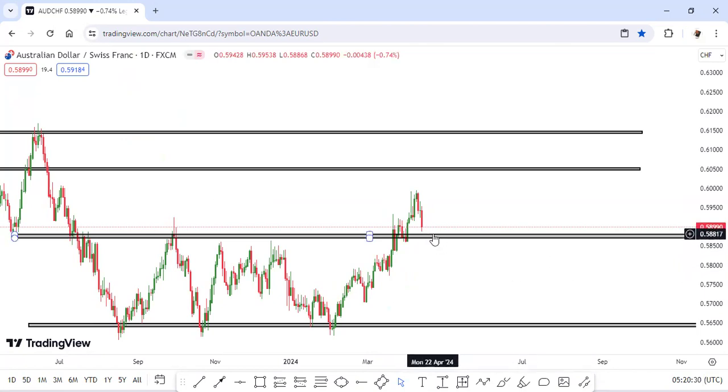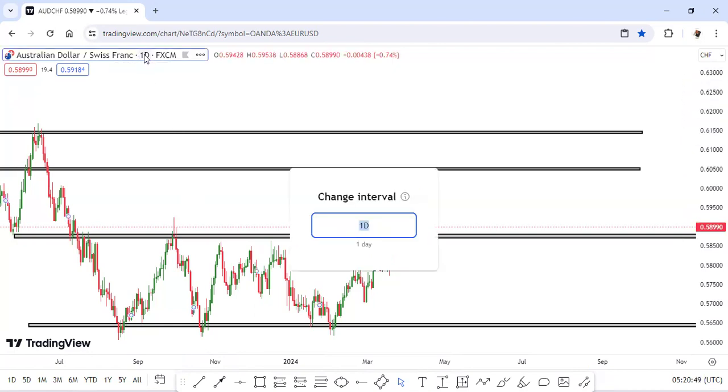So once the week opens, I will be looking for the market to close below here. Once this market is able to get to this particular zone where my cursor is right now, then I will head over to my entry time frame, which is the H4, to look for possible entry.